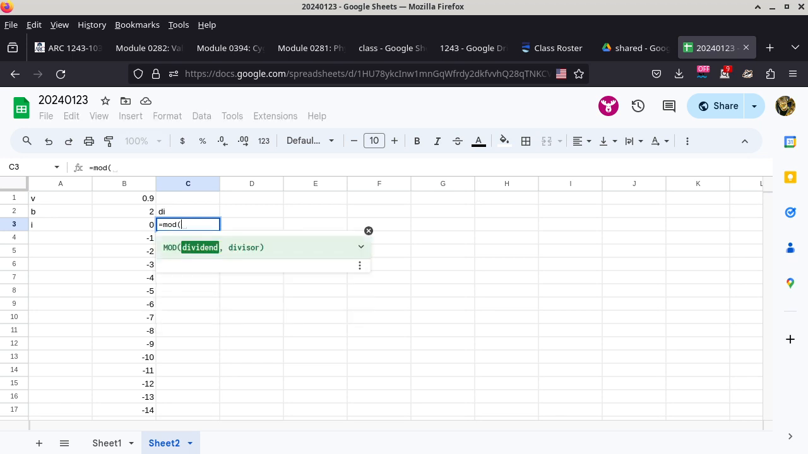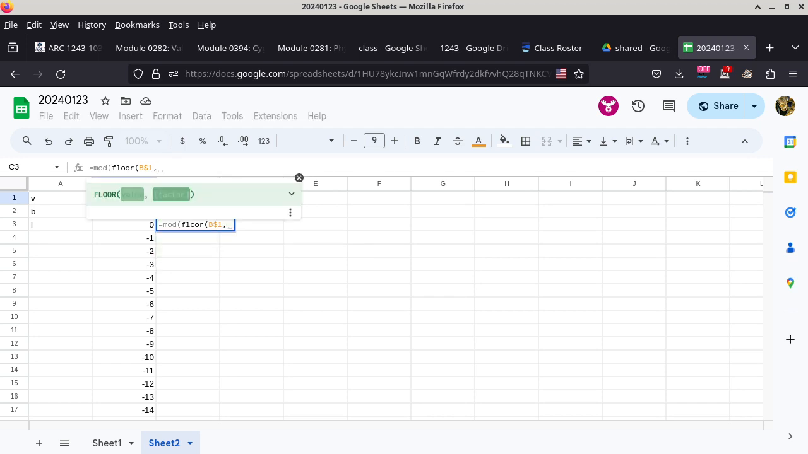We still have a mod on the outside, a floor on the inside, and we still have V over here. V is still referring to B1 as a cell, but this time I'm going to have to use absolute reference, because otherwise when I try to use the same thing on different cells, it's not going to work. So the dollar sign is needed in order to say, for all the other formulas that I'm going to copy into, keep referring to row 1. Don't make it float with the cell that I'm copying the formula into.